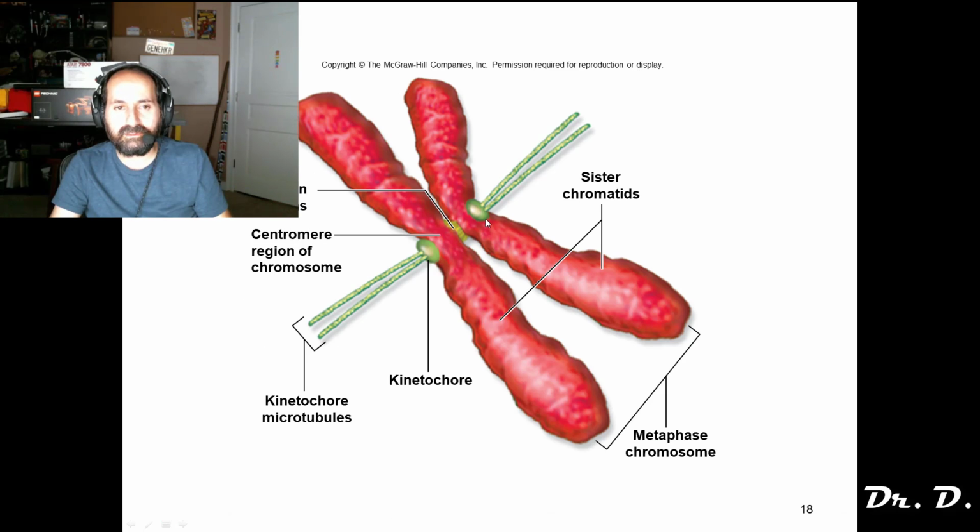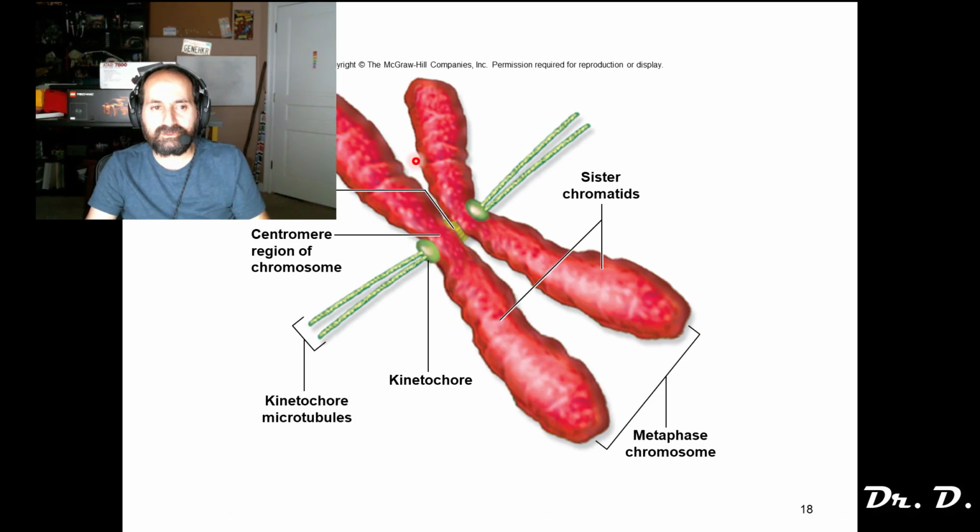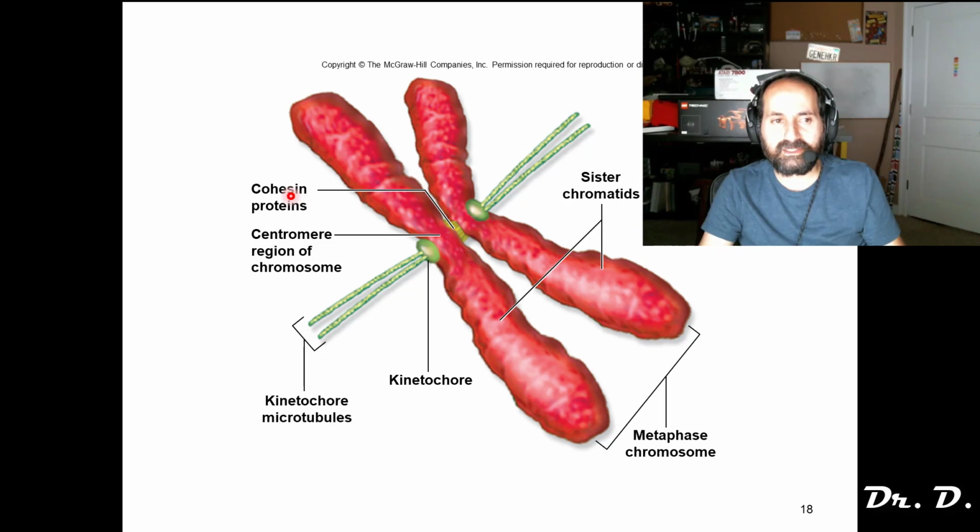But let me foreshadow. Look at this. These are sister chromatid pairs held together by cohesin. There's the kinetochore, the jelly bean shaped looking thing. Look what the kinetochore can do. What are these? Microtubules. Remember the cytoskeletal component that we talked about in chapter 4 called microtubules?